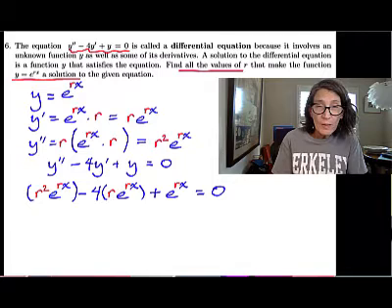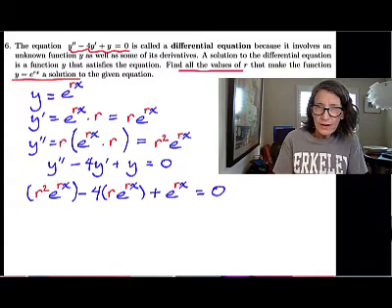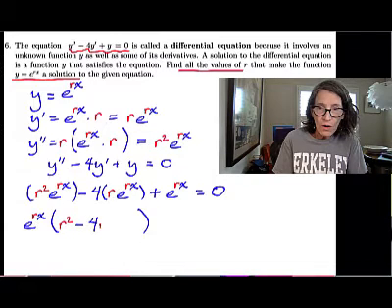All right, so remember we're solving for r. So looking at that, we see that e to the rx appears in every term in that sum. So I can factor that out, and then I get e to the rx times r squared minus 4r plus 1. And that product has to equal 0.